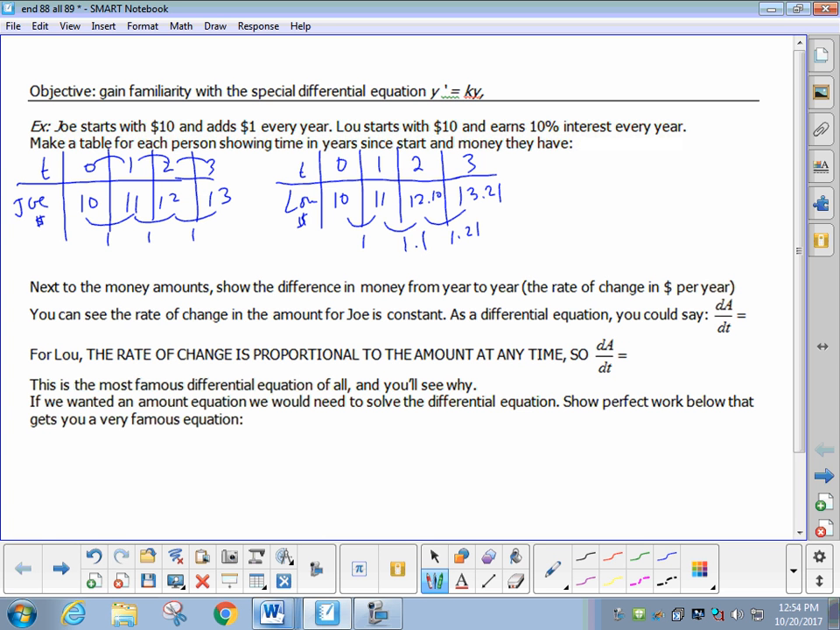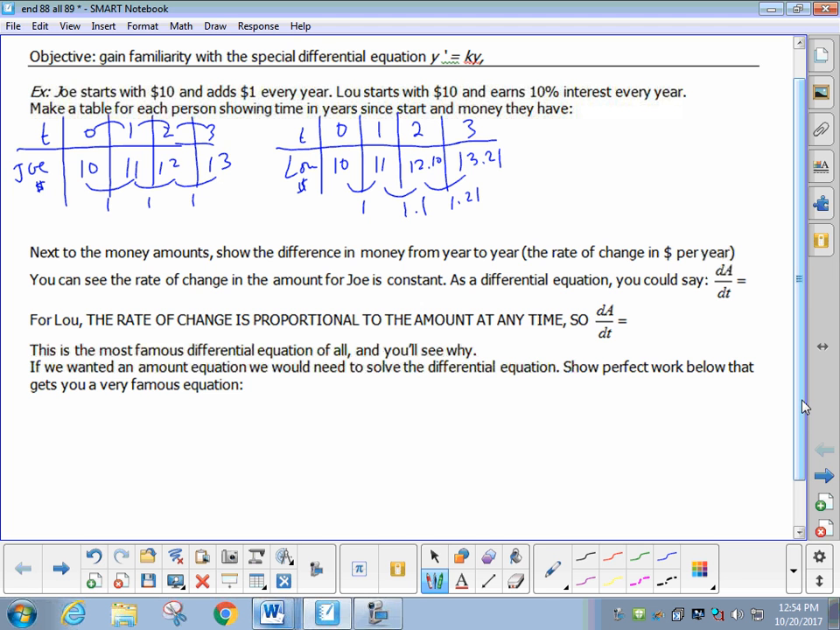Now, the rate of change here, we can see that when we show the difference here, for Joe, the rate of change is constant. So that would imply that if I were to write that as a differential equation, dA/dt is constantly 1, yeah? Okay? dA/dt for the Lou guy, well, surely that is not constant because those rates of change are variable. What do they always relate to? The amount.